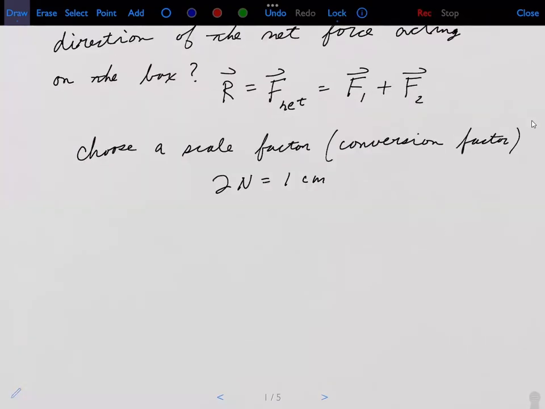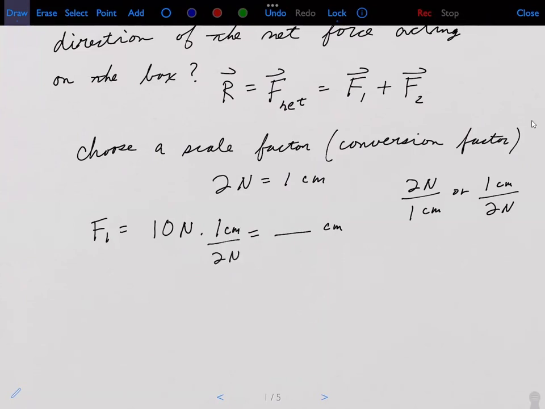Well, I know that F1, which is 10 newtons, I want to convert to centimeters. Remember, I can write 2 newtons equals 1 centimeter either as 2 newtons over 1 centimeter, or as 1 centimeter over 2 newtons. That's my unit conversion factor. But in this case, I want newtons to cancel and centimeters to survive, so I want to use the second one, 1 centimeter over 2 newtons. If you work that out, you're going to find that it gives us 5 centimeters. So F1 should be drawn 5 centimeters in length.